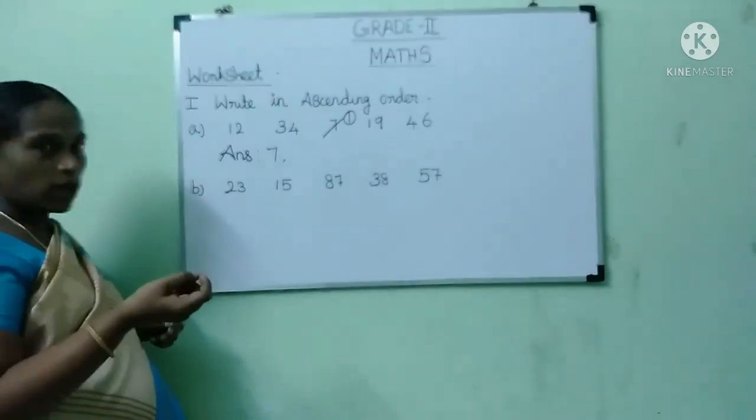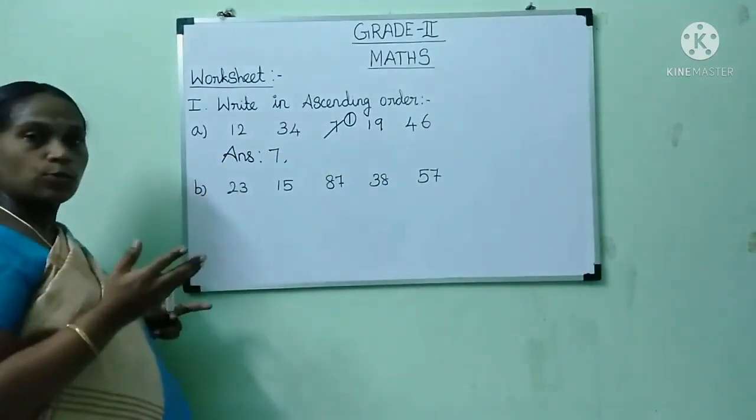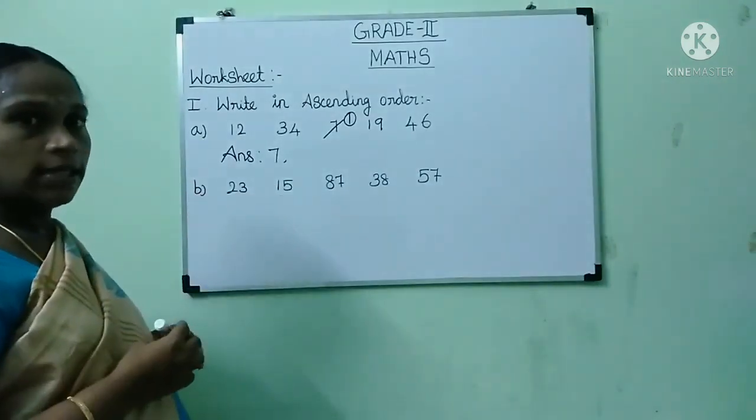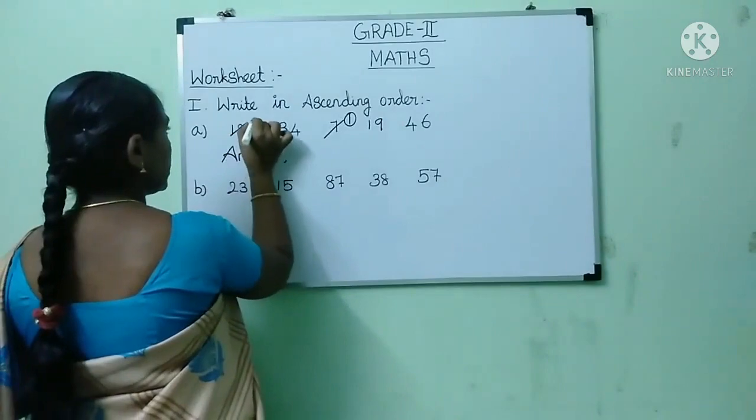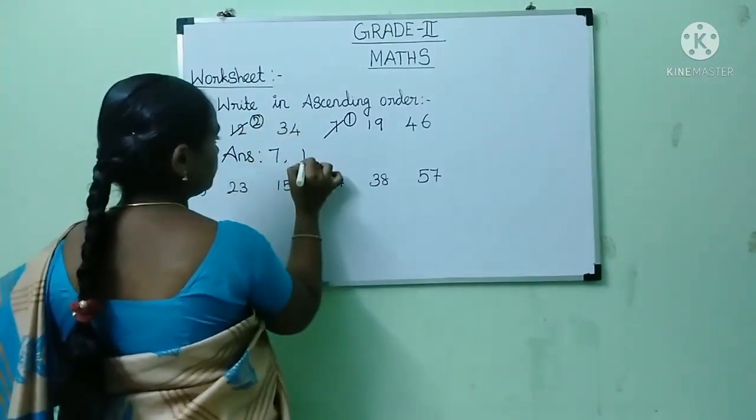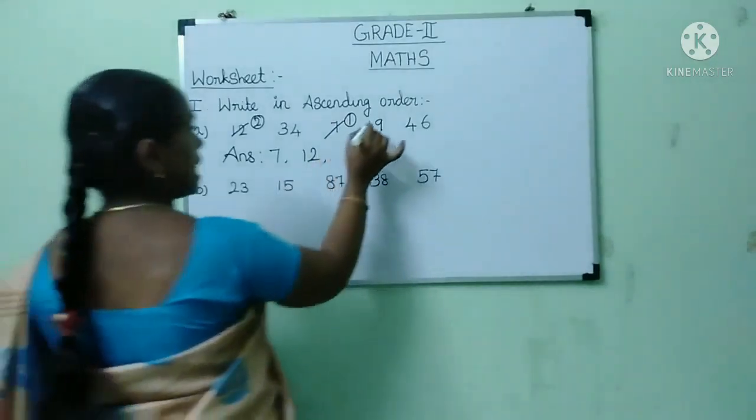We'll see in the ones place. Ones place is a 2 and 9. Which number is the smallest number? 2 or 9? Yes, 2 is the very smallest number. So, you should write the second number is 12. Okay. Next, third number is 19.